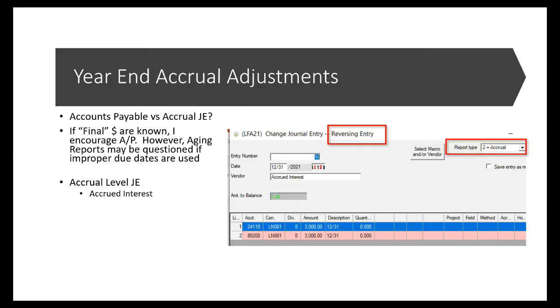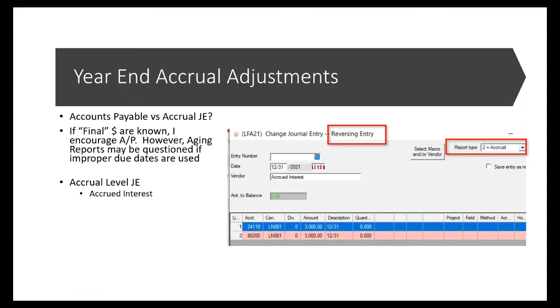So another type of year-end adjustment that we need to think through is accrued interest. And I generally run those through at the accrual level as a journal entry, accrued liability against an expense. And I do try to do it as a reversing entry on that. So you put it on and it comes right back off at the first of the year, the next day. That way it's taken care of.